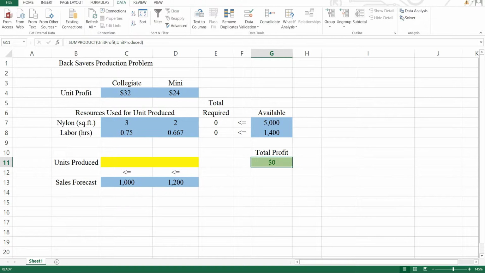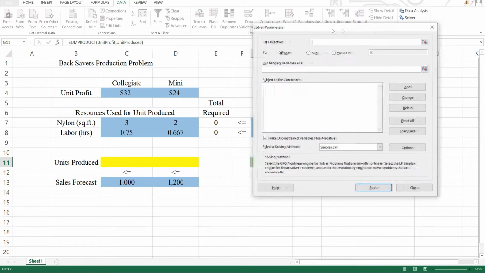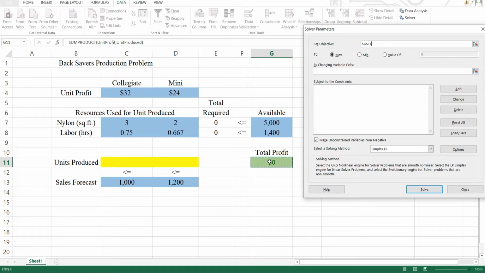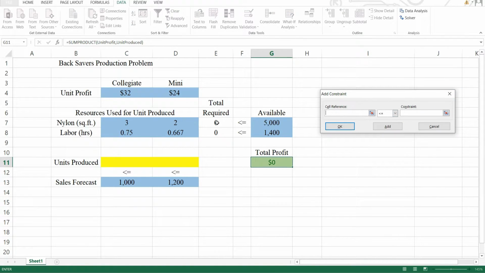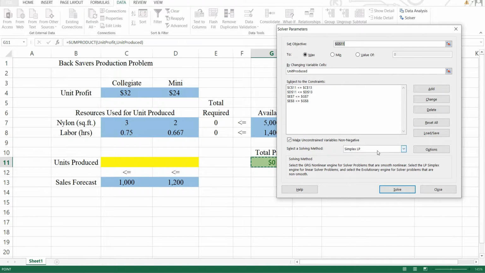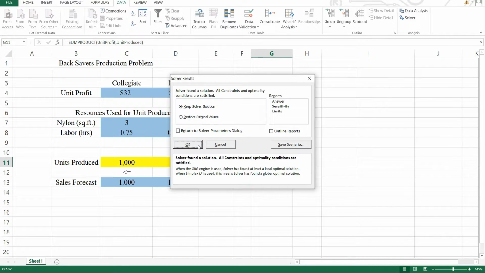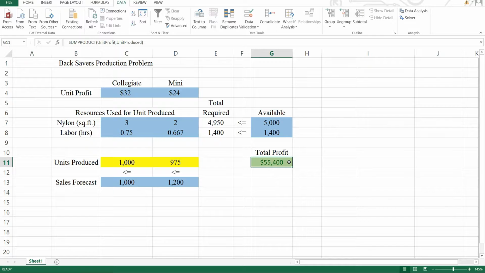Now, we will calculate the max profit using Solver. We set the total profit area, or G11, as the objective. Tick the max option and then choose the range C11 to D11 in the changing variable box. Next, we add the constraints as required from the given information. Once that's done, choose Simple Linear Programming from the drop-down box and click Solve. Press OK, and we have the max profit of $55,400 by producing 1,000 collegiate and 975 mini.